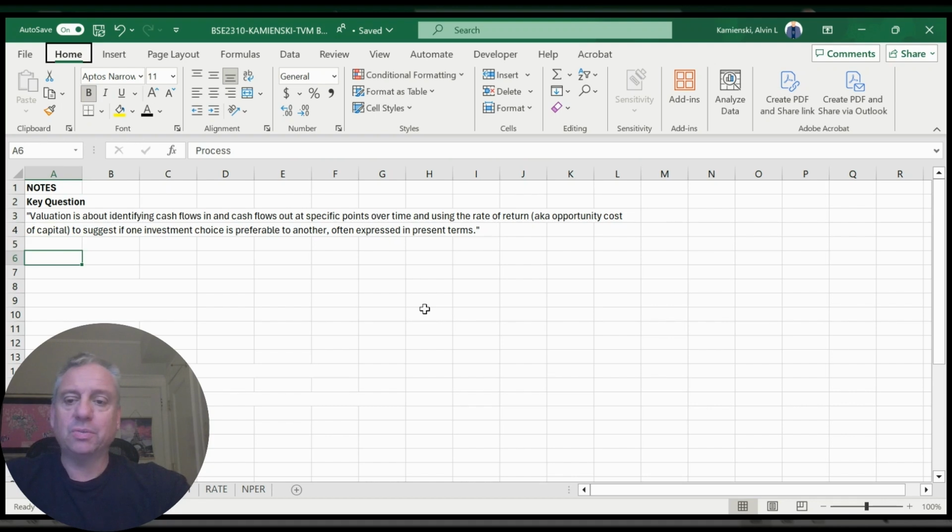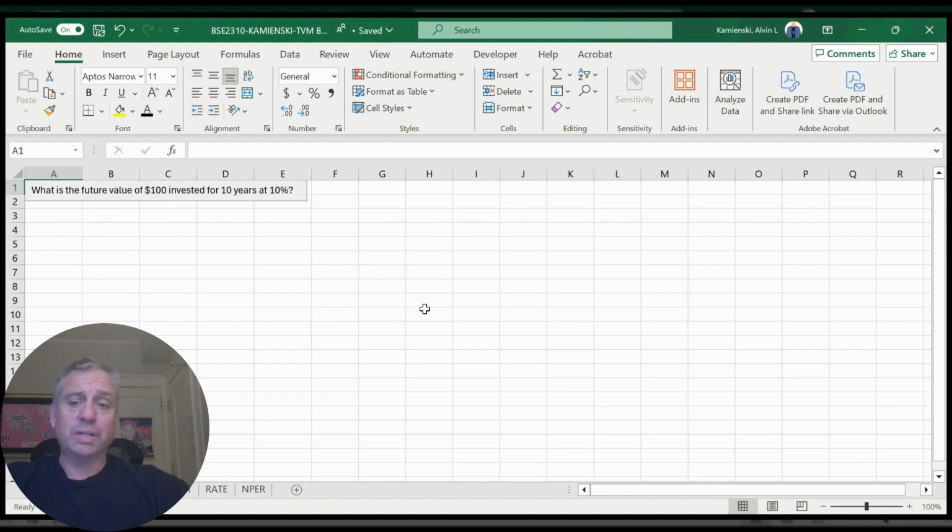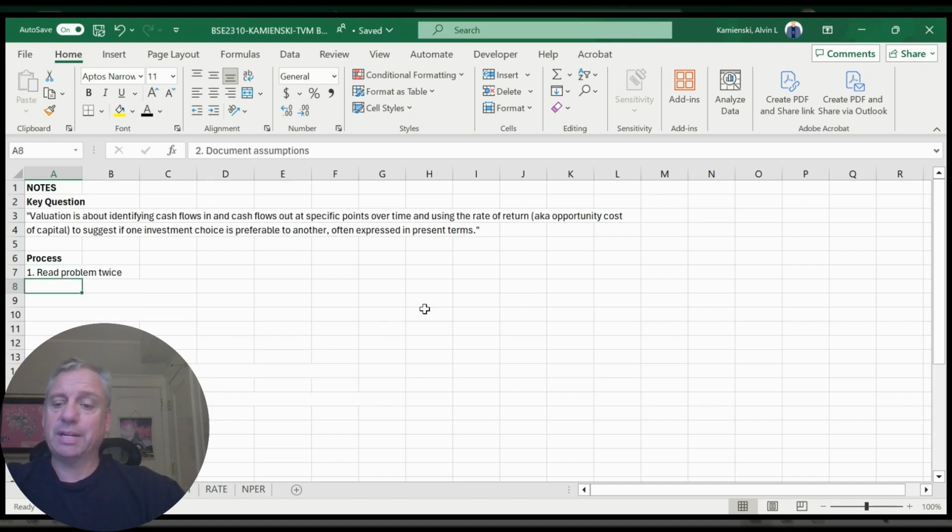So, I like to use a process whenever I do time value of money. And so, time value of money for me as a process is always going to start by reading a problem twice. So, for example, we're going to do a problem in the next video about what is the future value of $100 invested for 10 years at 10%. I always like to digest it by reading that thing twice. What is the future value of $100 invested for 10 years at 10%?